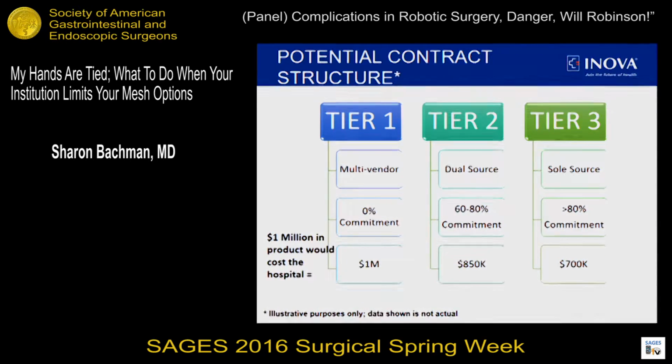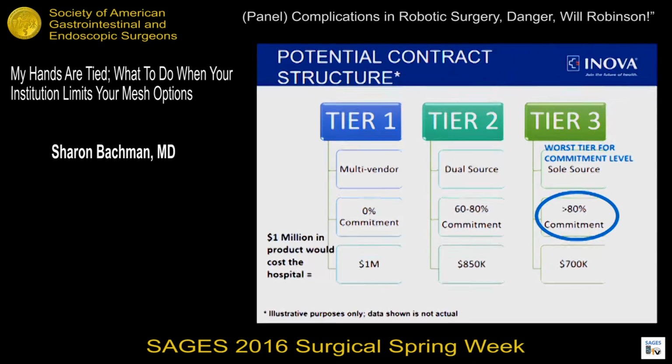In tier 2, we start seeing that there is some limitation of what you can use. Your hospital is saying, we commit to using 60 to 80% of our need for mesh from this specific supplier. And in return, you get either a rebate or a discount. So now you're only paying $850,000 for that $1 million of mesh.